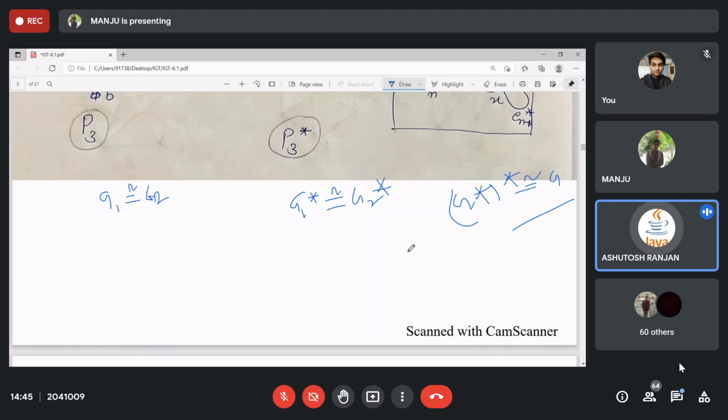The last one is true, the star of G star. This one is true. This one is also not true, and this one also not true. If two graphs are isomorphic, then you might get non-isomorphic duals.